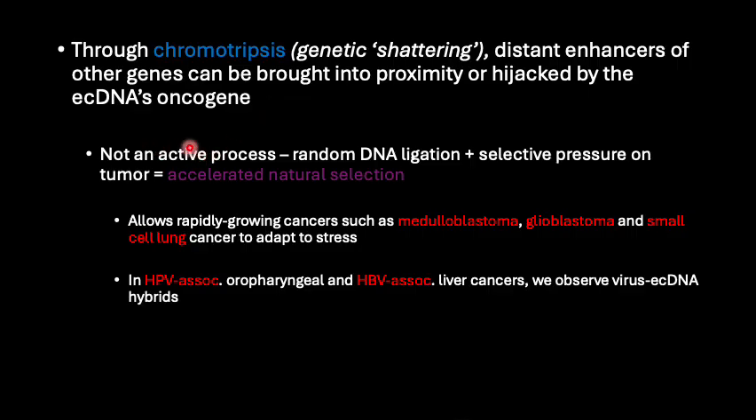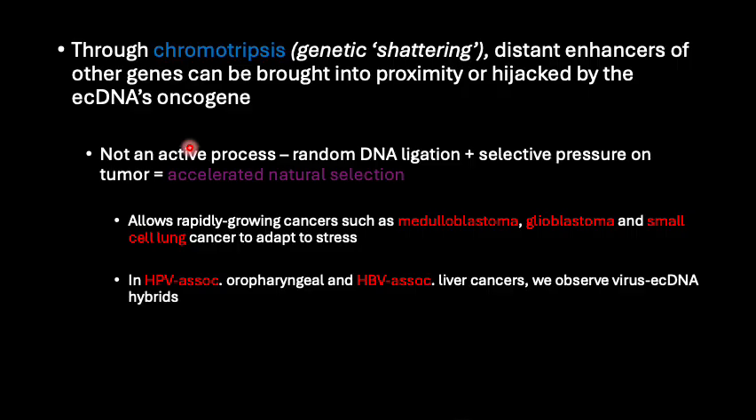Now, this isn't necessarily an active process. ecDNA doesn't choose to form. It's more of a process that occurs through random DNA ligation from these millions or billions of cell divisions that are happening within tumor cell lines. So random DNA ligation causes the formation of random ecDNA segments. Some of these ecDNA segments have oncogenes. Some of them are asymmetrically segregated into certain daughter cells, which causes copy number heterogeneity.